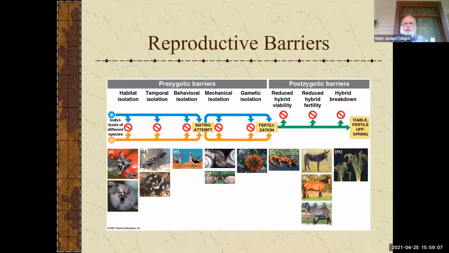All right, so this next one, we're going to look at why species aren't breeding, and we call these reproductive barriers. They're not a single species if they don't breed. So what are those barriers? And there's two different major types.